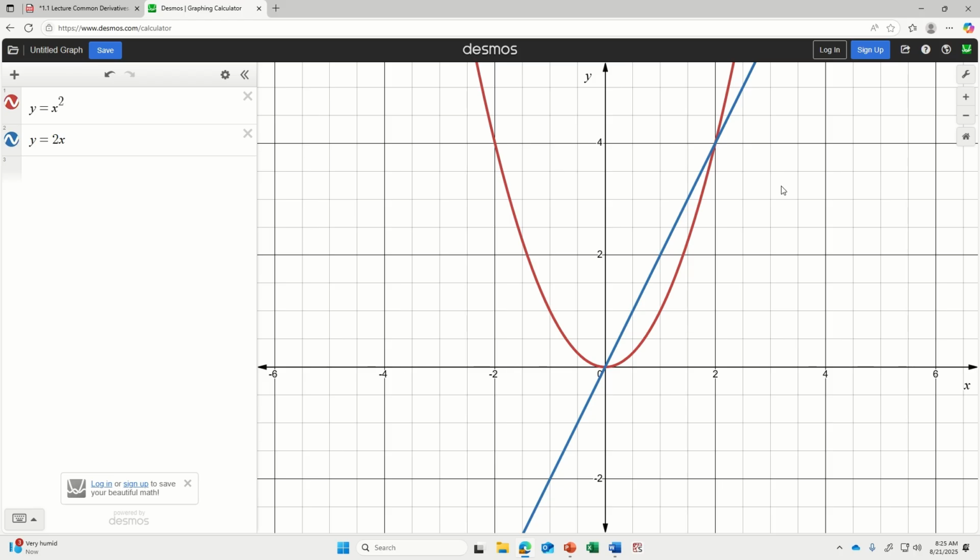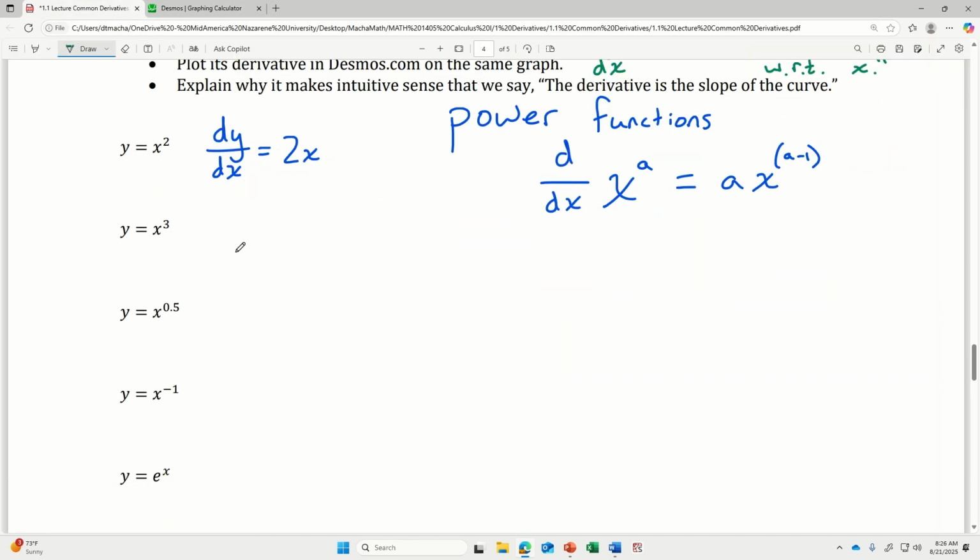And where the red curve is increasing really steeply, then the derivative is a pretty large positive number. When the red curve is decreasing really steeply, the derivative is a pretty large negative number. And whenever the curve is close to x equals 0, where it's not perfectly flat, but it's relatively flat, then your derivative gives you relatively small numbers. So it does seem like the blue line is telling me about the slope of the red curve.